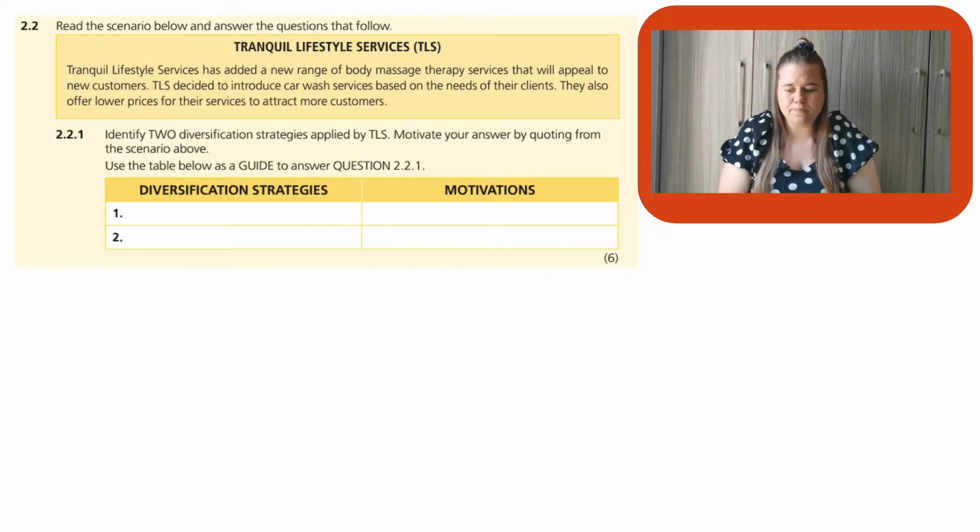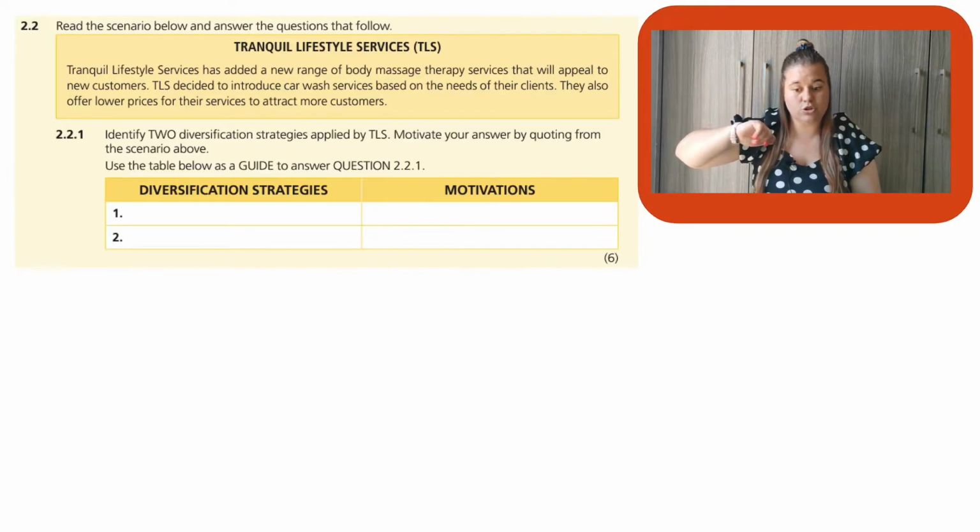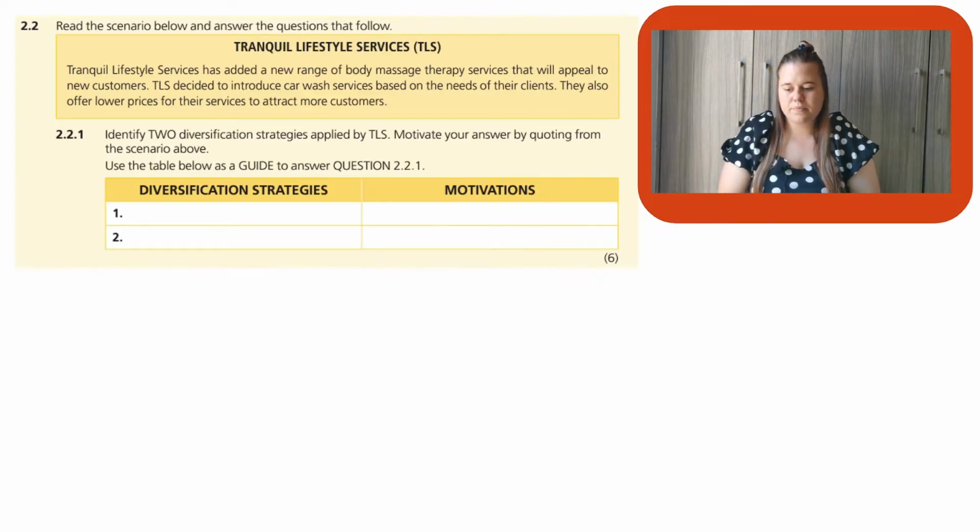Then 2.2, got a little scenario, a nice one where you can get nice easy marks as well. All right, before I read the scenario, I like to read the questions at the bottom first, just to give us context for what we're looking out for when going through the scenario. So 2.2.1, identify 2 diversification strategies applied to TLS and then motivate by quoting. Okay, so we're looking for diversification strategies.